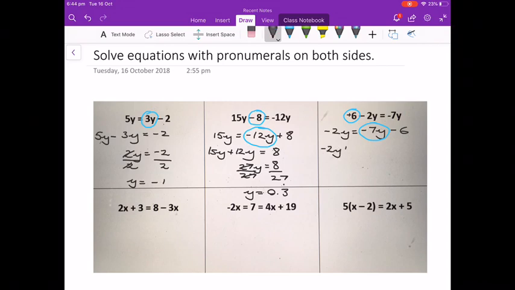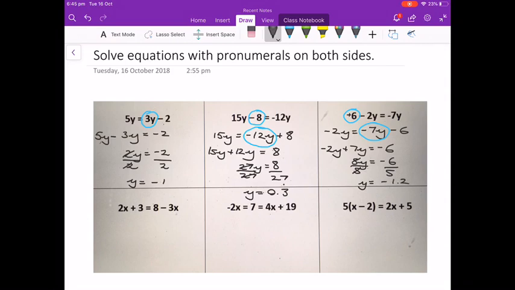So negative 2y plus 7y equals negative 6. And negative 2y plus 7y is 5y, simplified. I then divide both sides by 5. And negative 6 divided by 5 is negative 1.2.